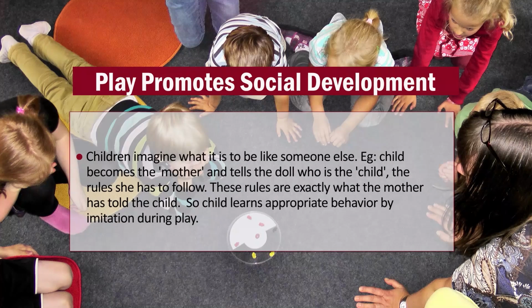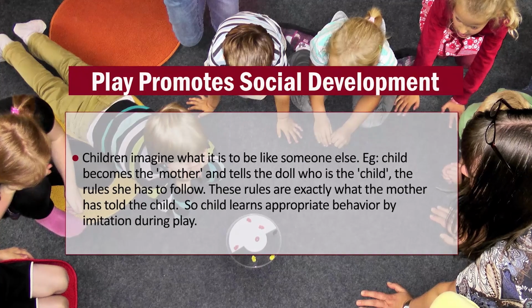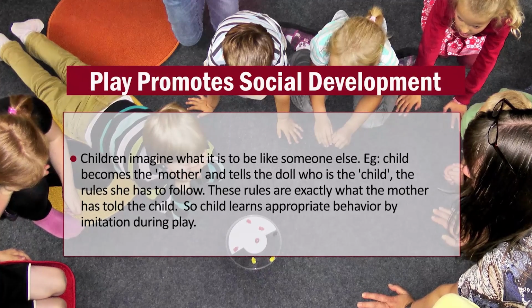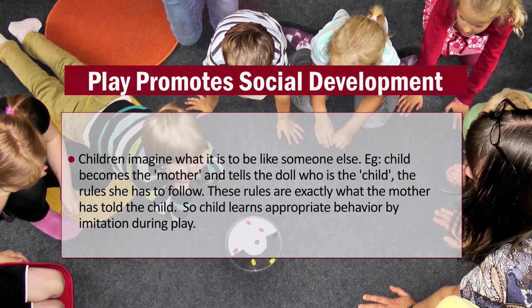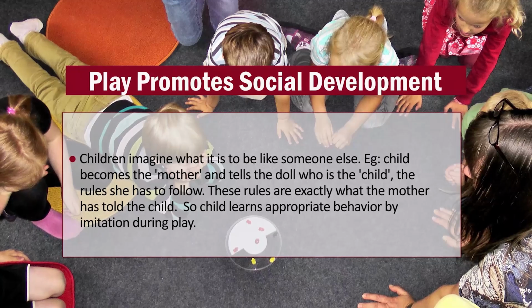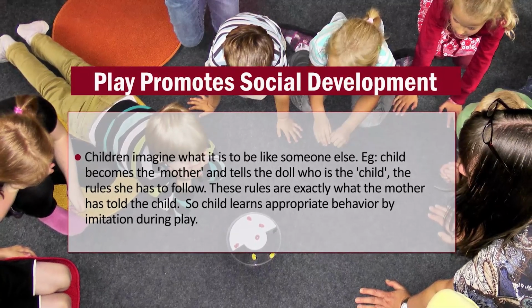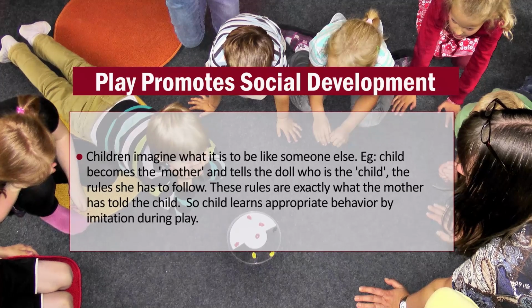In play, the children often imagine themselves to be someone else. For example, they may be the mother who is now scolding the doll. The doll is the child in the child's mind. And so the child says the same sentences to this doll. For example, the child says, "Oh, I told you not to eat the chocolate, but you still had the chocolate." So this is exactly perhaps the thing which the child's mother said to her, and she is now saying it to the child doll. So in this way, the child is reinforcing for herself what is appropriate behavior.